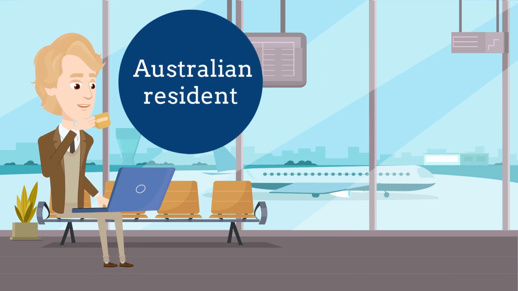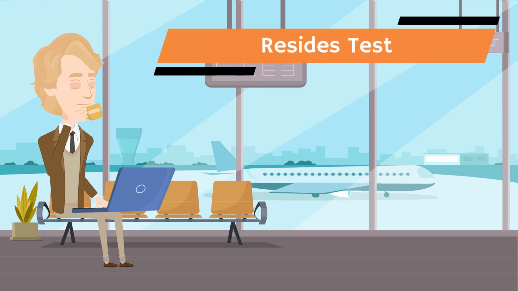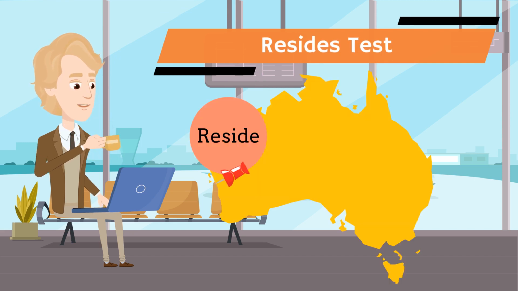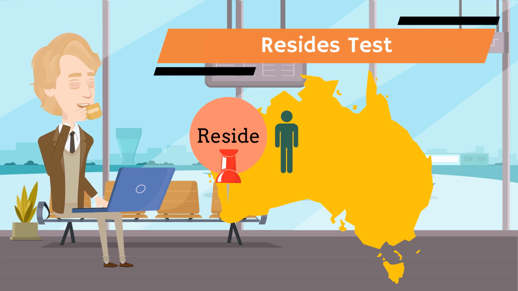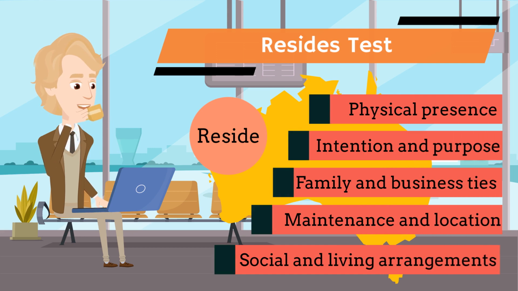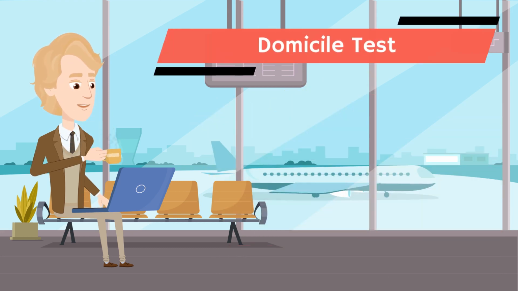You will be considered an Australian resident for tax purposes if you meet one of the following four tests. Resides test. You reside in Australia according to the ordinary meaning of reside, for example to dwell permanently, or for considerable time, to have a settled or usual abode, and to live in a particular place. Relevant considerations include physical presence, intention and purpose, family and business or employment ties, maintenance and location of assets, and social and living arrangements.